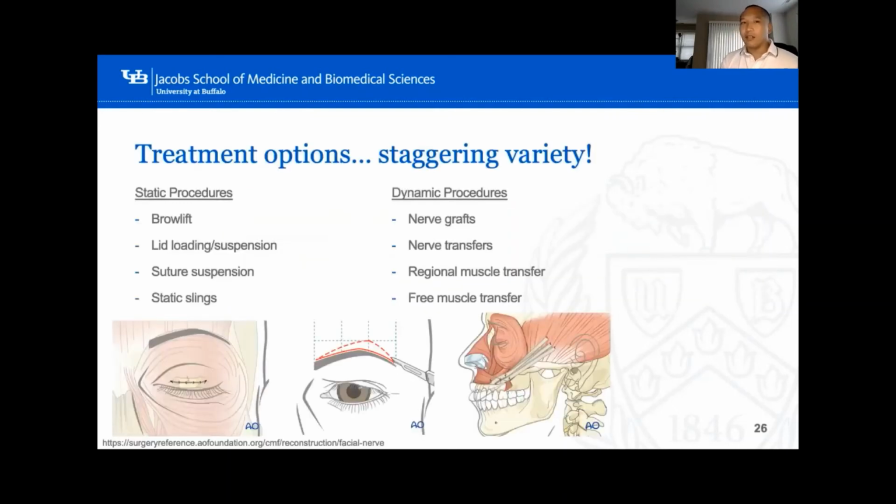So lots of things that we could do for facial palsy. There are static procedures, there are dynamic procedures. You could do a brow lift, and there are lots of different ways to do a brow lift. This middle picture depicts a direct brow lift, where you're excising skin immediately above the eyebrow and pulling the eyebrow up.